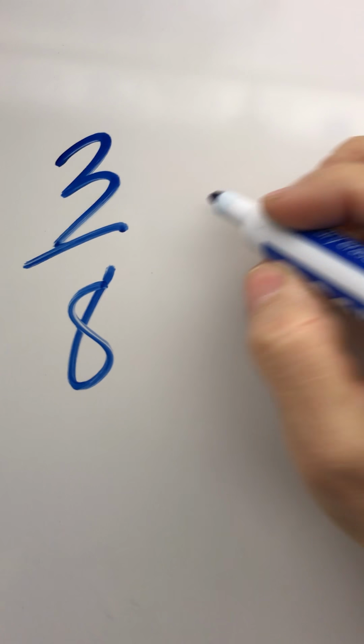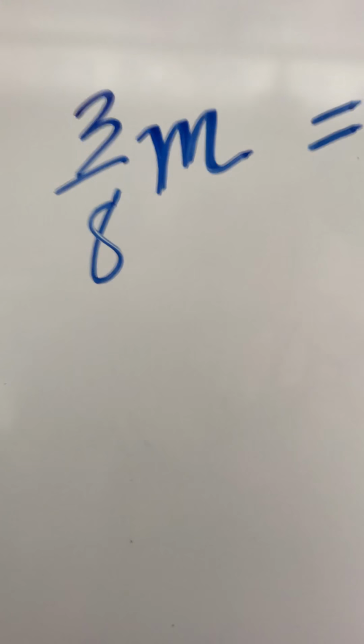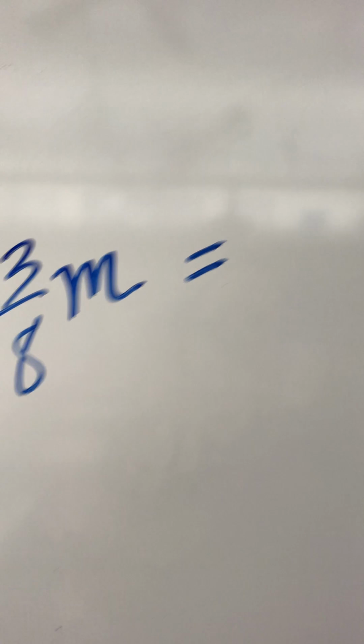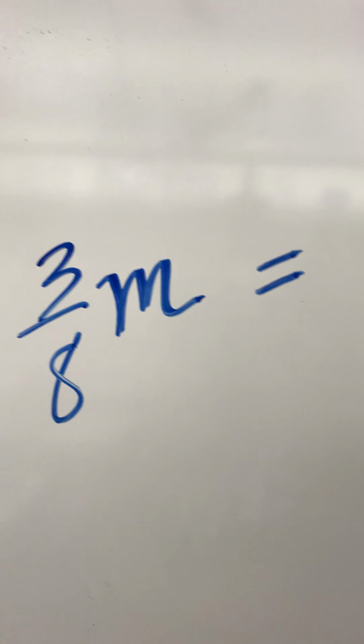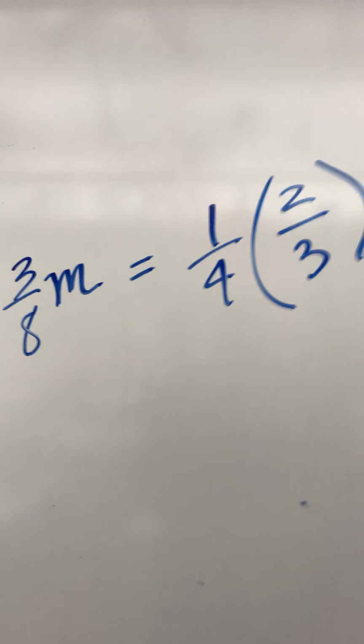All right, guys, let's just do one more example related to lesson 8.1. Let's look at a couple of things. Sometimes the coefficient can be a fraction. So something like 3/8 m equals, let's do 1/4 times 2/3. Okay.